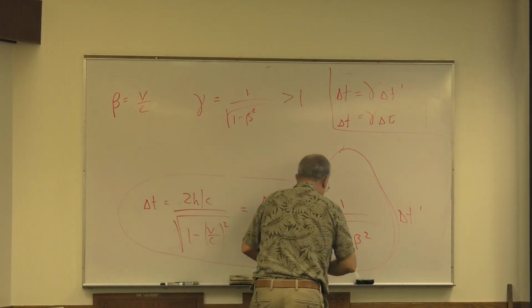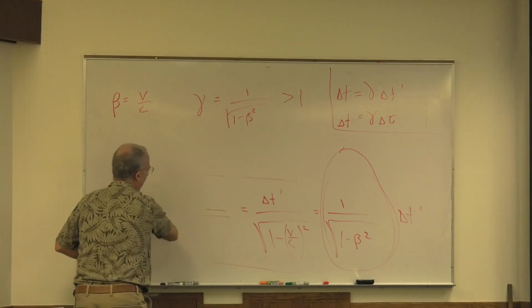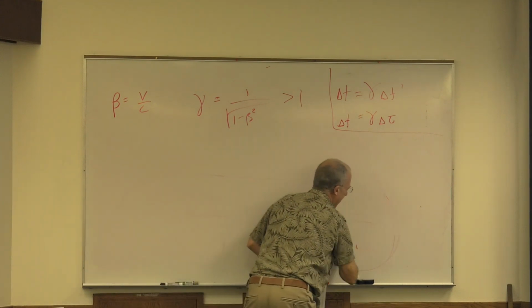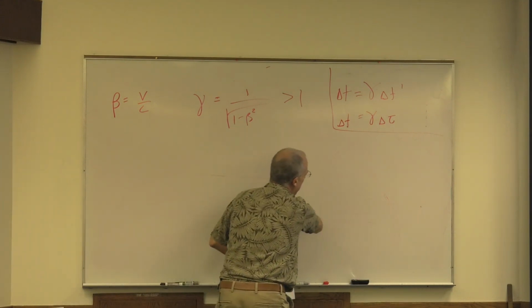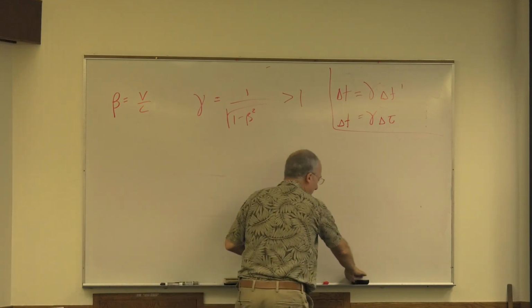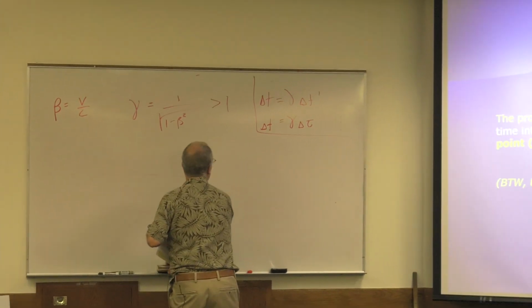Now, you have to understand the difference between delta t and delta tau. To make it easier, we give them names, and you have to understand the names, or you're not going to be able to solve any relativity problem. All right?